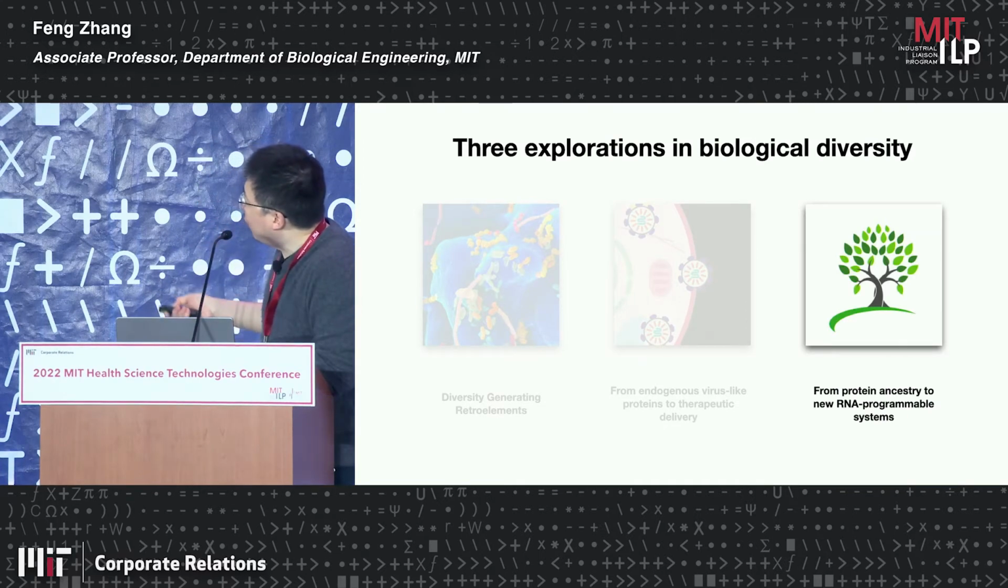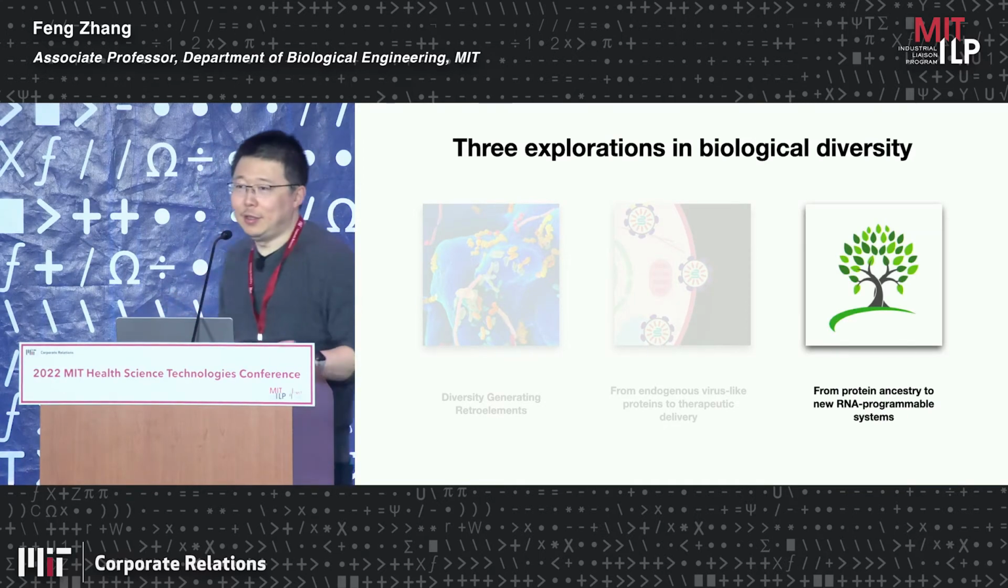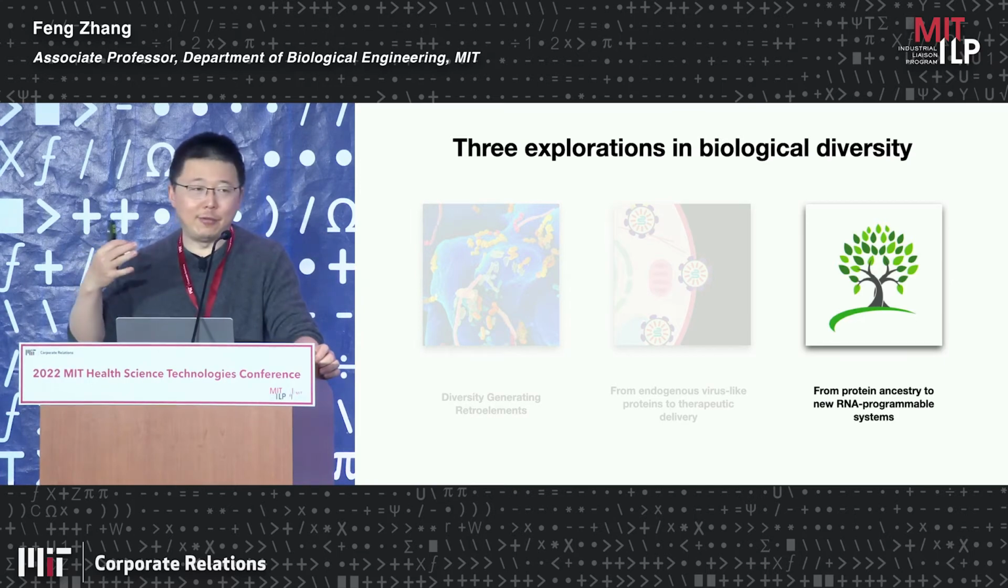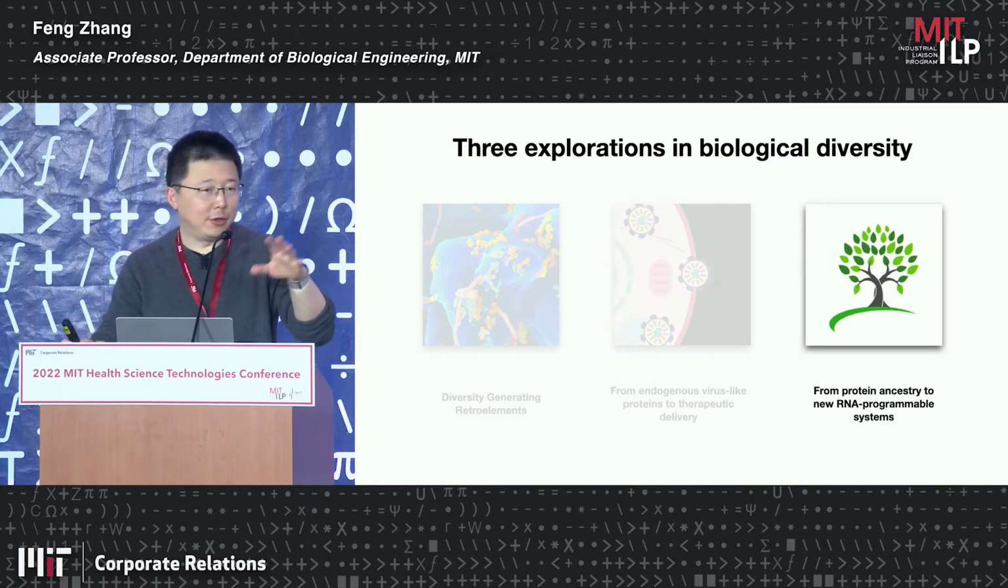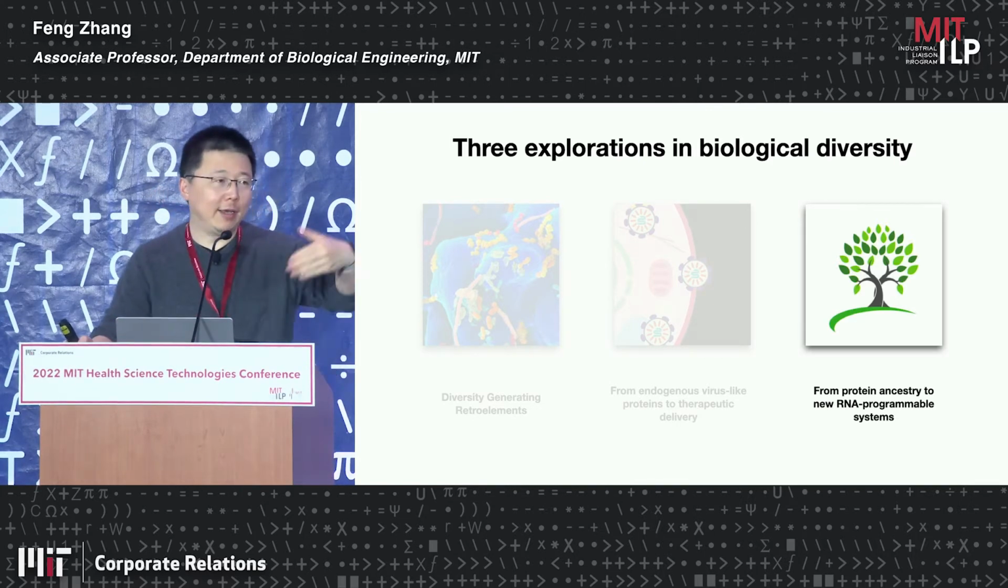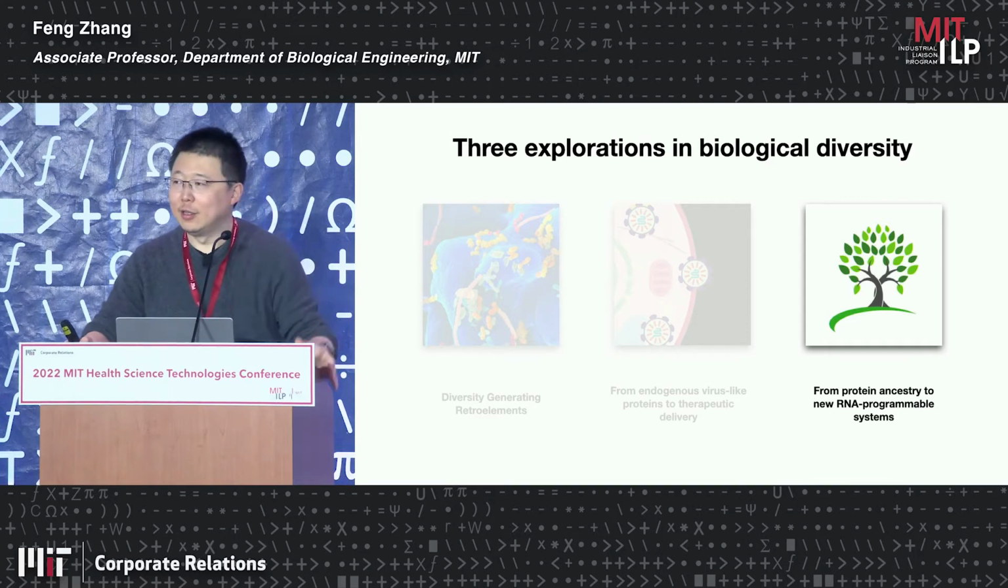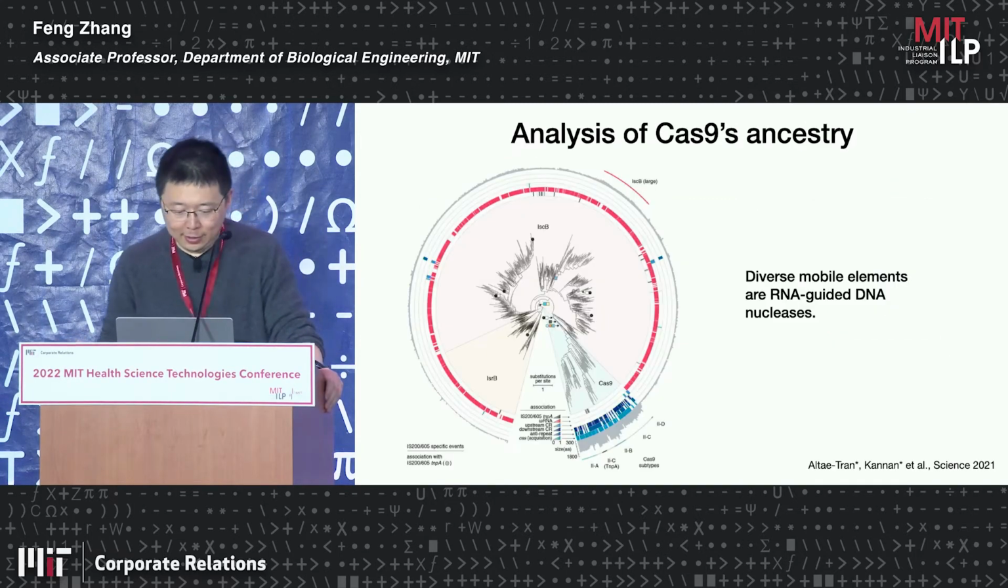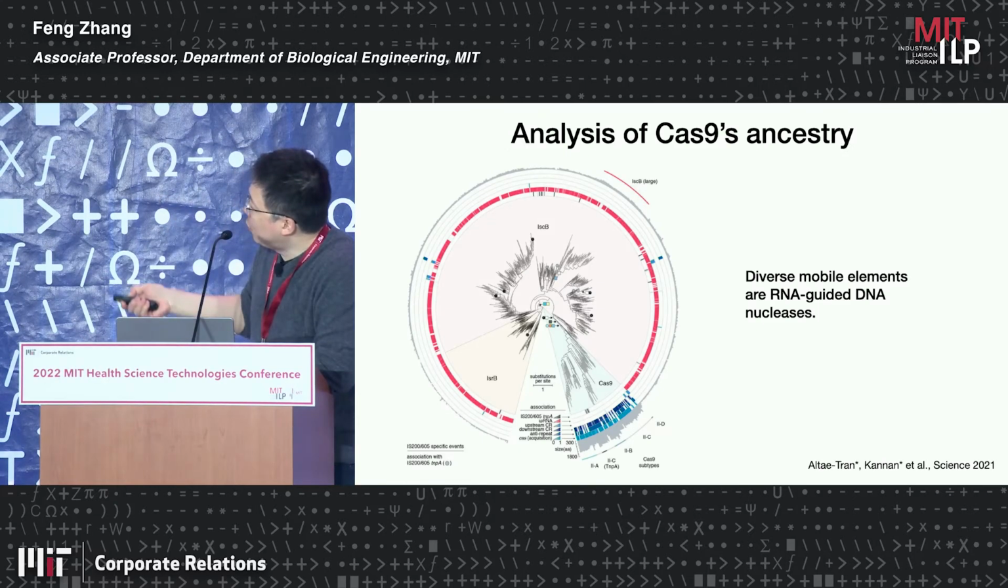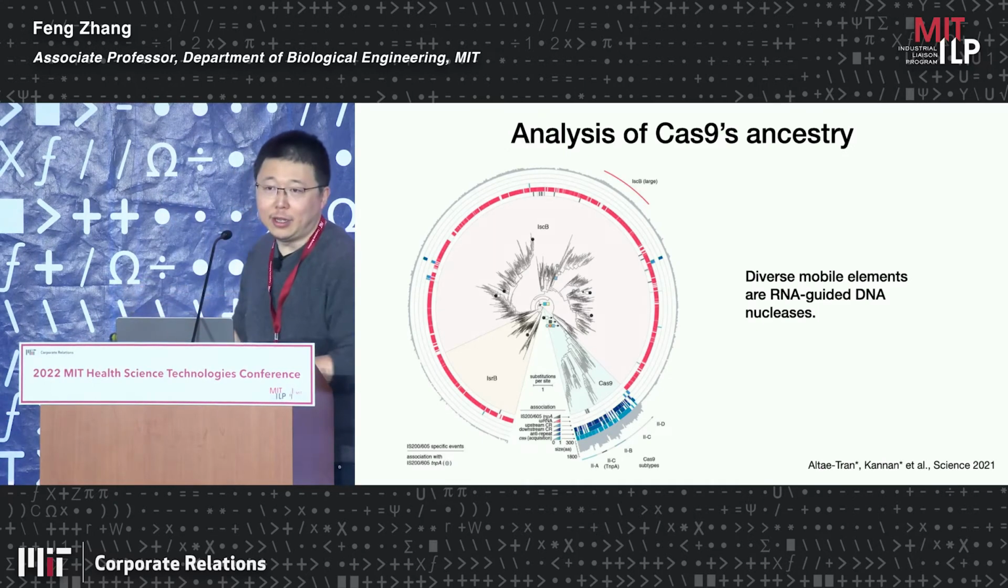So finally, the third story is some of our continued effort to discover systems that have applications in gene editing. And to do that, rather than looking for other CRISPR systems, we went back into time and we looked at ancestral systems that gave rise to CRISPR systems. And so what I'm showing here is a phylogenetic tree.